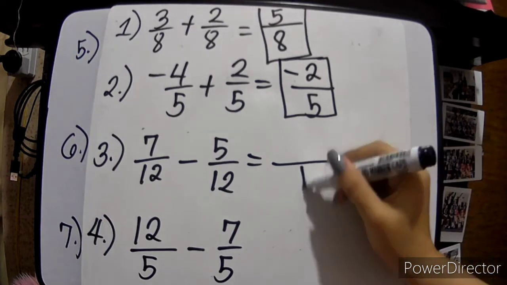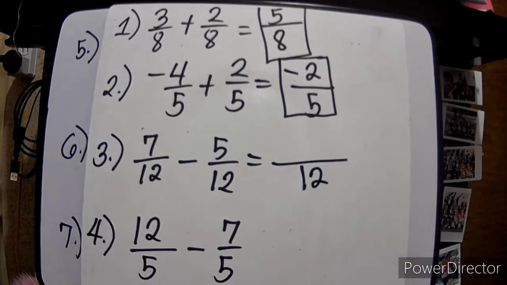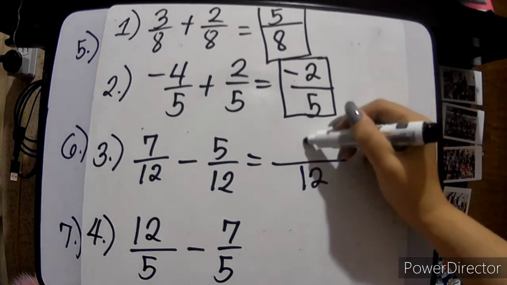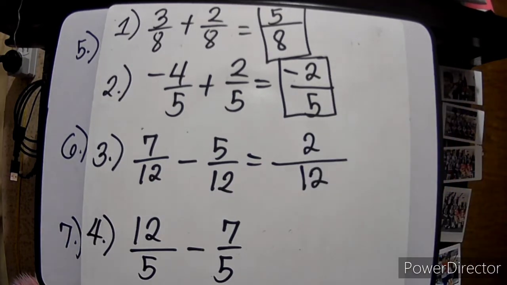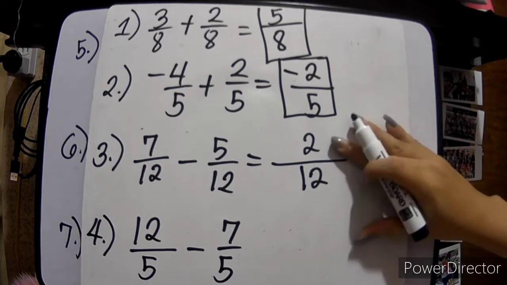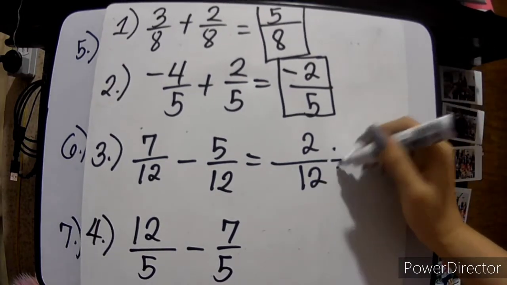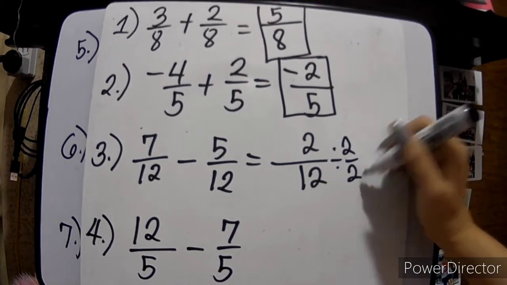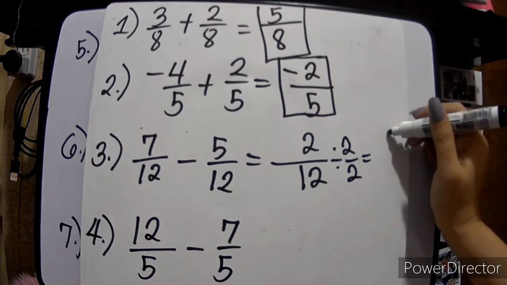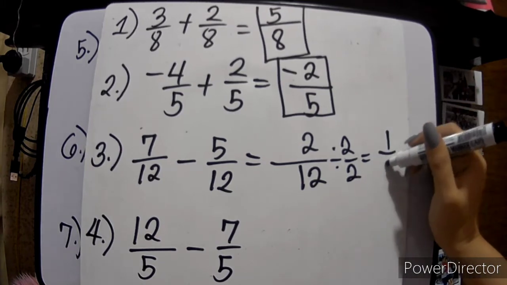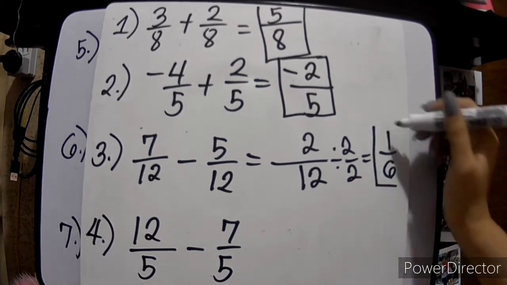And then, dahil 12, ito similar fraction. So, let's just subtract the numerator. 7 minus 5 will give us 2. And then, dahil nga 2 over 12 may common factor at ang common factor nila ay 2. So, we will be dividing by the greatest common factor, which is 2. So, our final answer is 1 over 6.